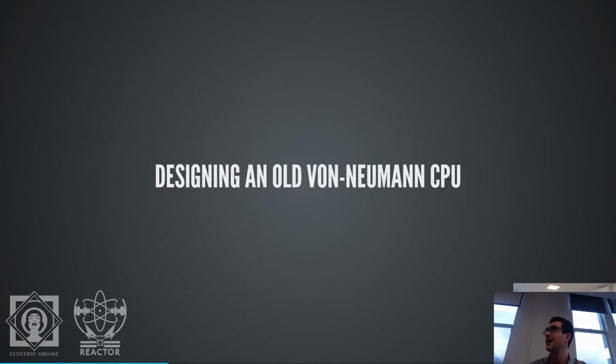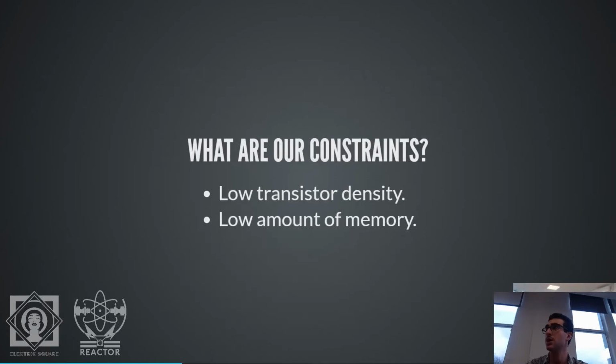So let's look at how an old von Neumann CPU would have been designed. So, maybe 20 years ago, we'll look at how they were designed then, and then see how, as constraints changed over time, how those designs might have changed and why. So, what are our constraints, right?